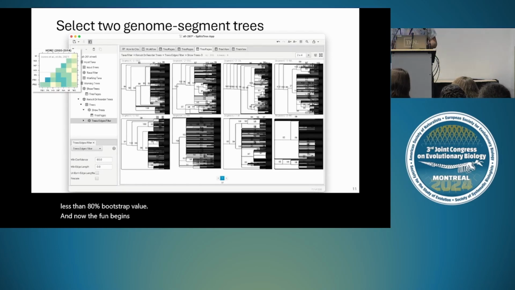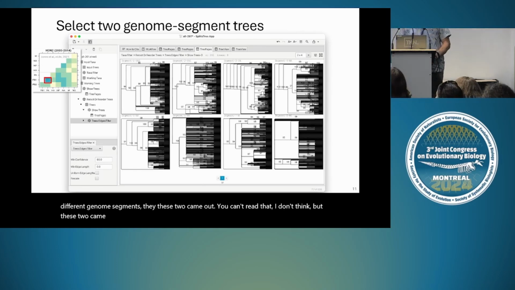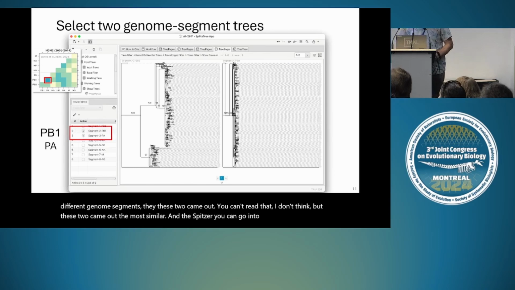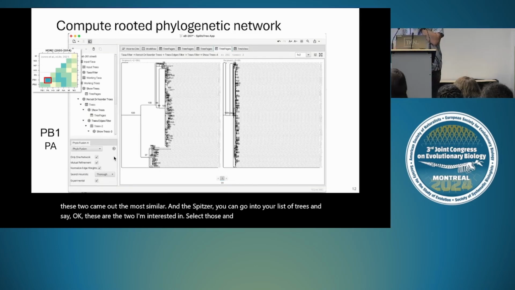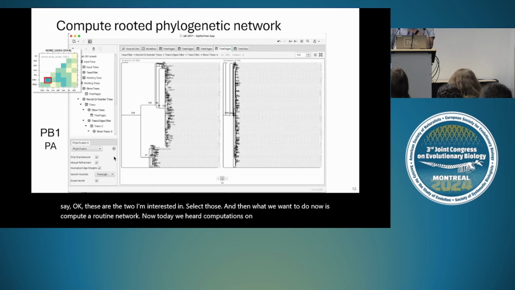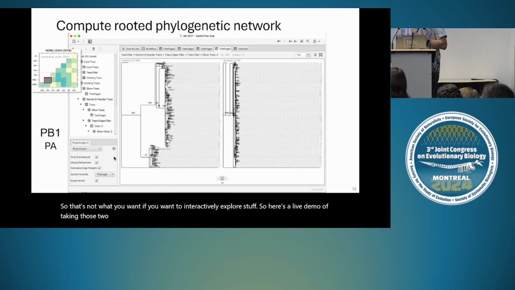I go to that paper and say, okay, in that table where they compared the different genome segments, these two came out, you can't read that, I don't think, but these two came out the most similar. And in SplitsTree, you can go into your list of trees and say, okay, these are the two I'm interested in, select those. And then what we want to do now is compute a rooted network. Now, today we heard computations on 20 taxa that take 2 days and so on. So that's not what you want if you want to interactively explore stuff. So here's a live demo of taking those 2 trees and finding a rooted network that contains them both with a minimum number of hybridization nodes.